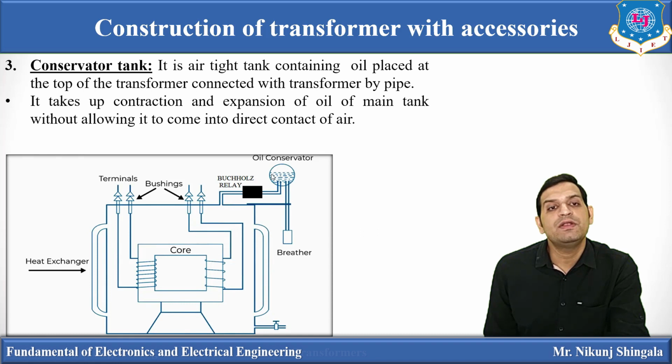The function of the conservator tank is to take the contraction and expansion of the oil, but without allowing it to come into direct contact with the air. If oil comes into direct contact with the air, then it loses its property in a very short time. If oil loses its property in a short time, then there may be a short circuit in the tank. That's why the conservator tank is placed on top of the tank.